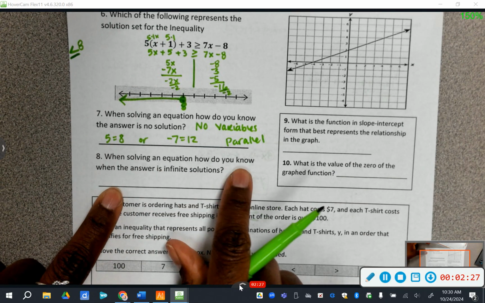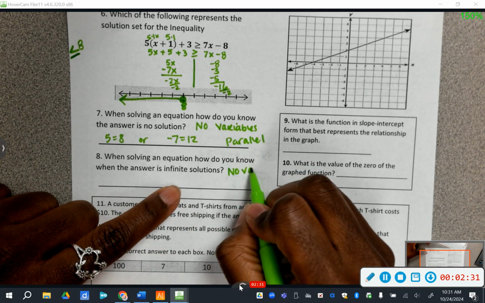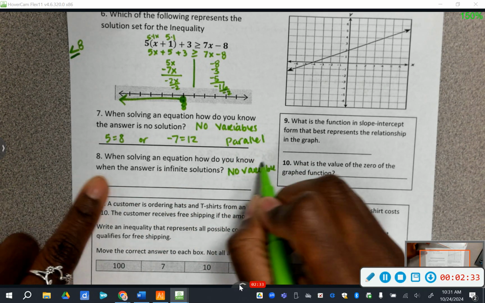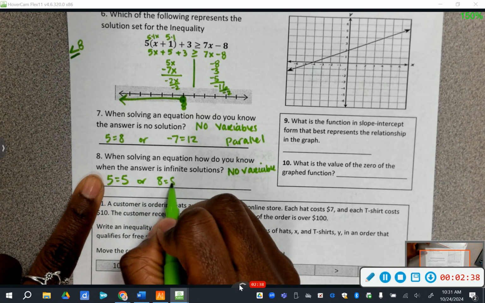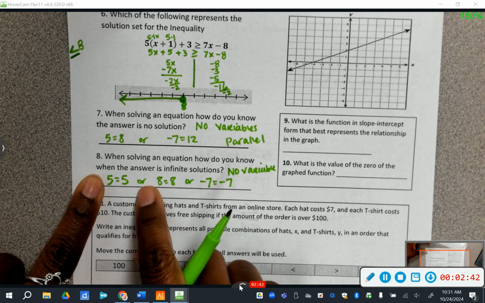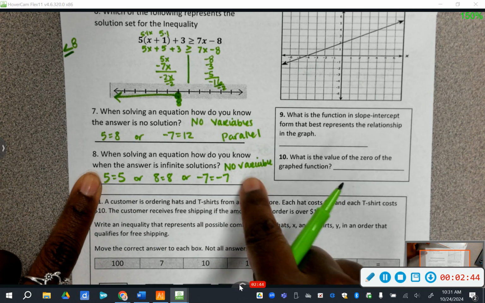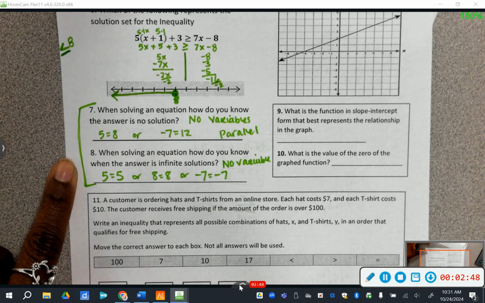When solving an equation, how do you know the answer is infinite solutions? Once again, infinite solutions will have no variable, but it'll be like 5 equals 5, or 8 equals 8, or negative 7 equals negative 7. The two numbers will be equal to each other, but there will be no variable. We learned this a little bit differently, so just really try your best when we get to those questions.